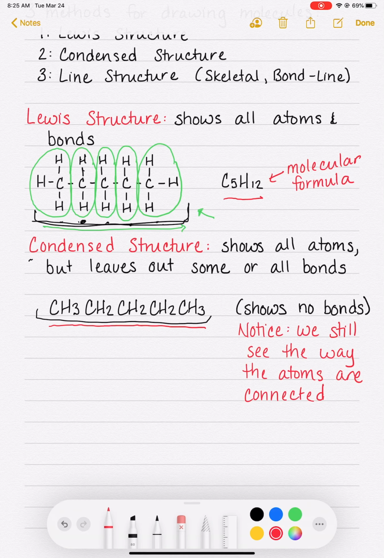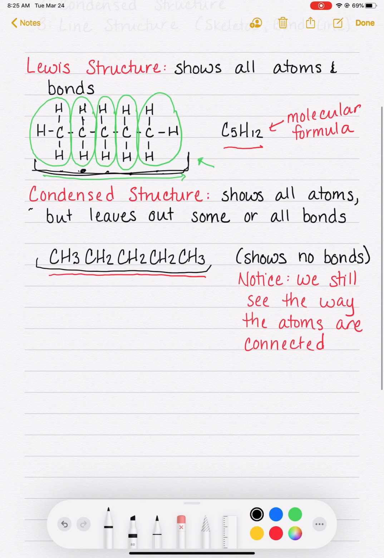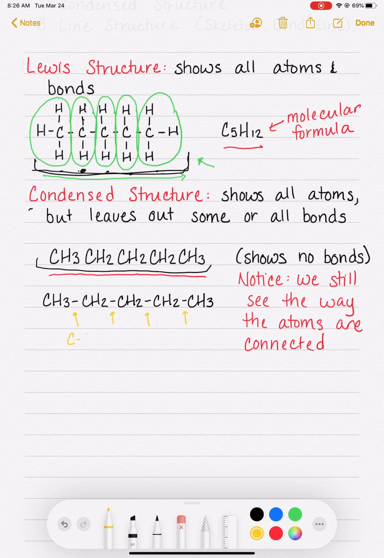So here are some other ways that you can write condensed structures. Maybe we wanted to show some of the bonds. One thing that's kind of common is for people to separate the chunks that I circled in green with a bond like this. So in this condensed structure, these lines that we're drawing are the carbon-carbon bonds that are being shown. So maybe somebody might want to represent it like that.